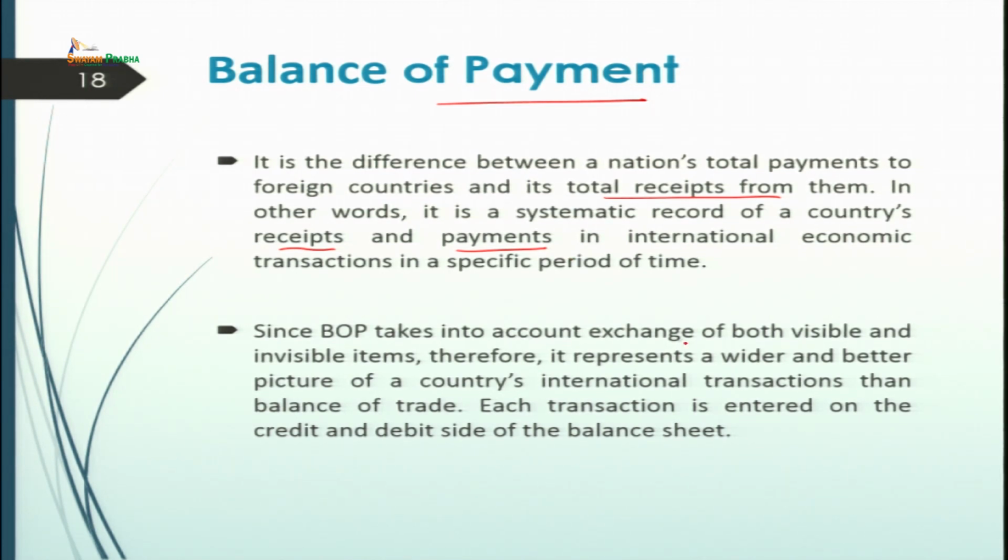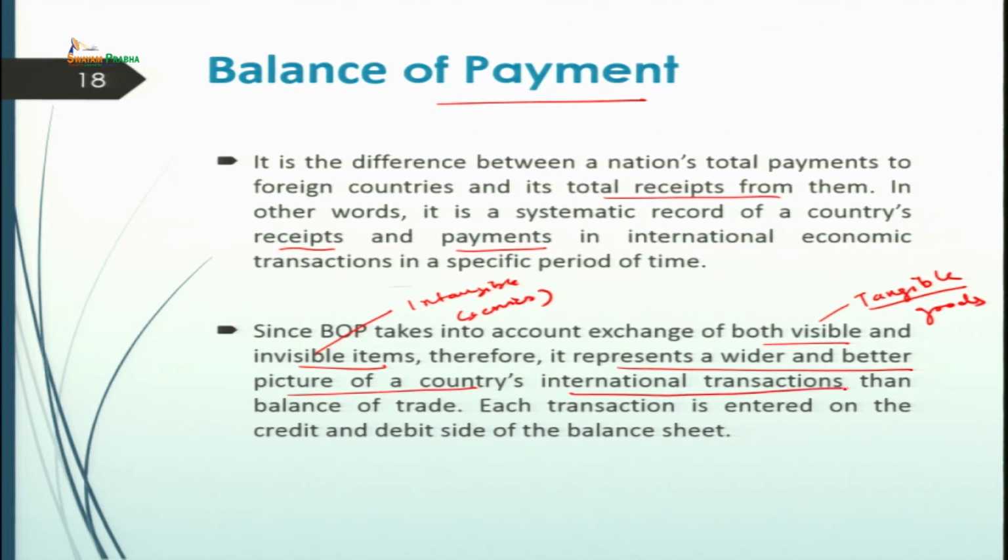Since BOP takes into account the exchange of both visible and invisible items, visible means the tangible items like your goods, and invisible items are intangible items like your services. Both are going to get included here in the balance of payment. As both are part of the balance of payment, it is going to give you the fair, true picture. Therefore, it represents a wider and better picture of international transactions than the balance of trade, and it can be used for predicting the economy of a country.